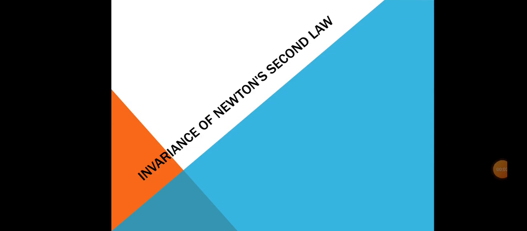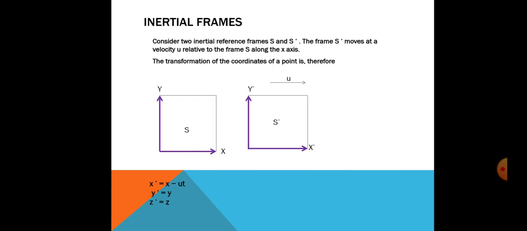Today we are going to discuss a topic called invariance of Newton's second law. So before going to invariance of Newton's second law, we need to know what a reference frame is and how we are going to consider these reference frames. Consider two inertial frames, S and S dash. The frame S dash moves at constant velocity relative to the frame S along the x direction. So here we'll consider the S frame as constant and S dash is moving with respect to S.